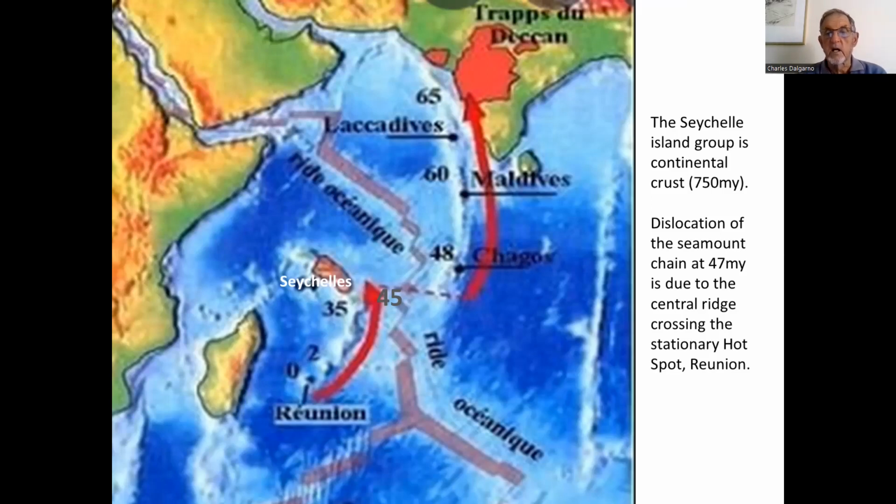Reading that, the Seychelles Island group is continental crust, and their age is 750 million years, significantly older than that. Dislocation of the seamount chain at 47 million years is due to the central ridge crossing that stationary hotspot, which is located at Reunion.